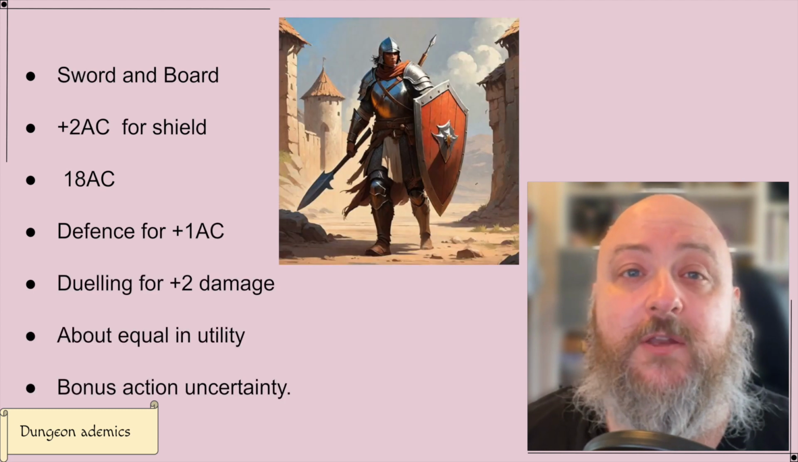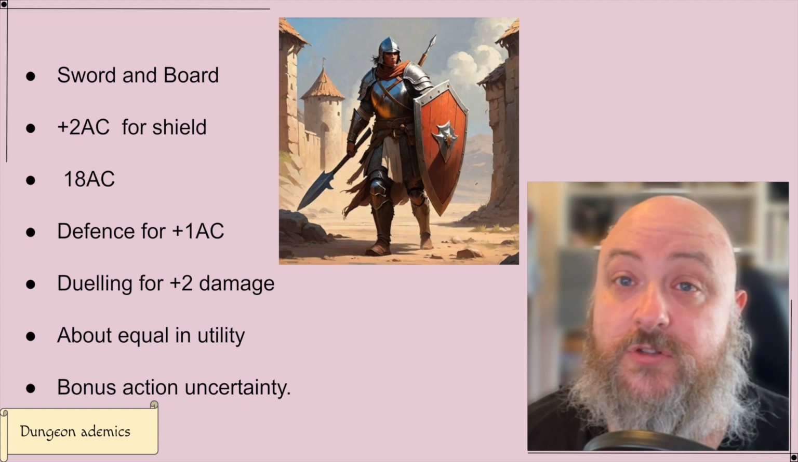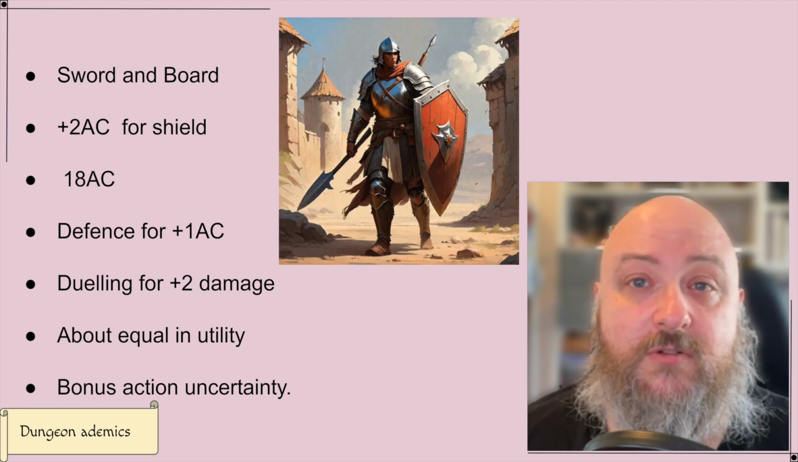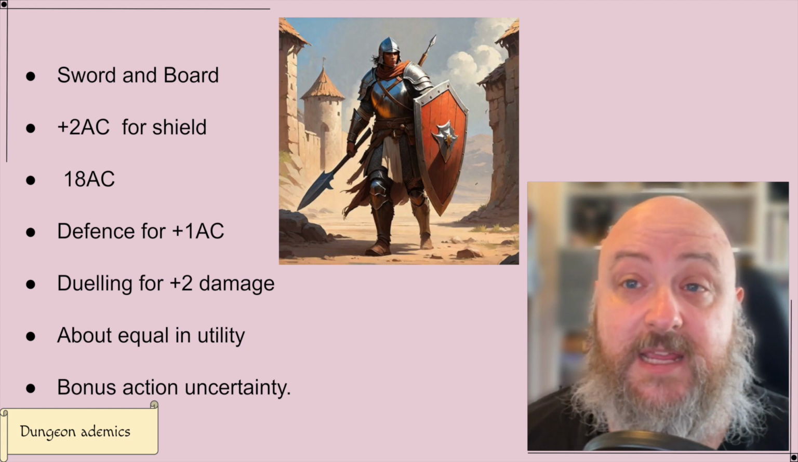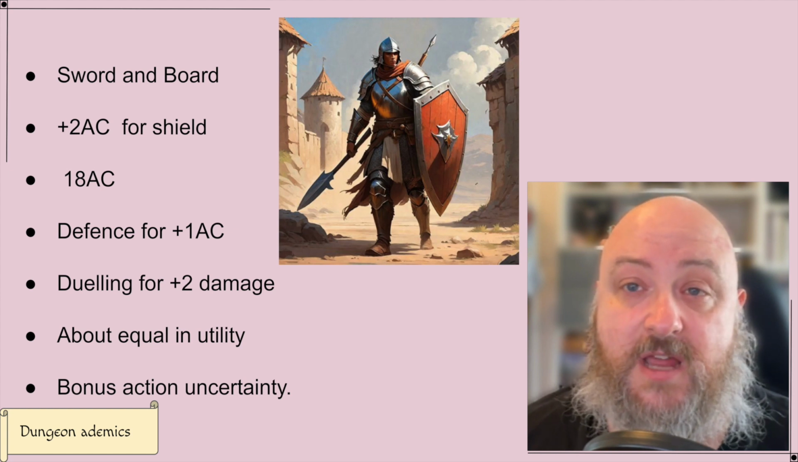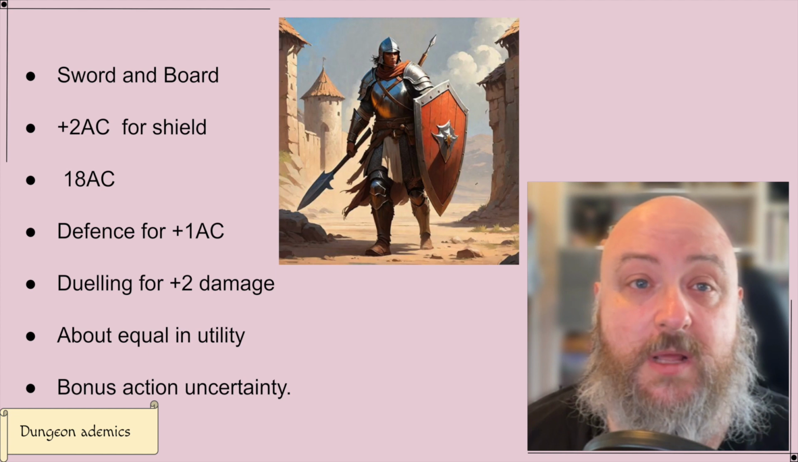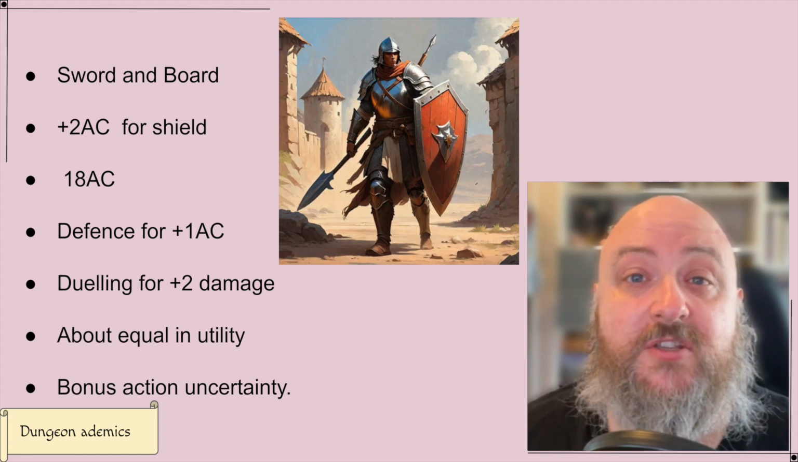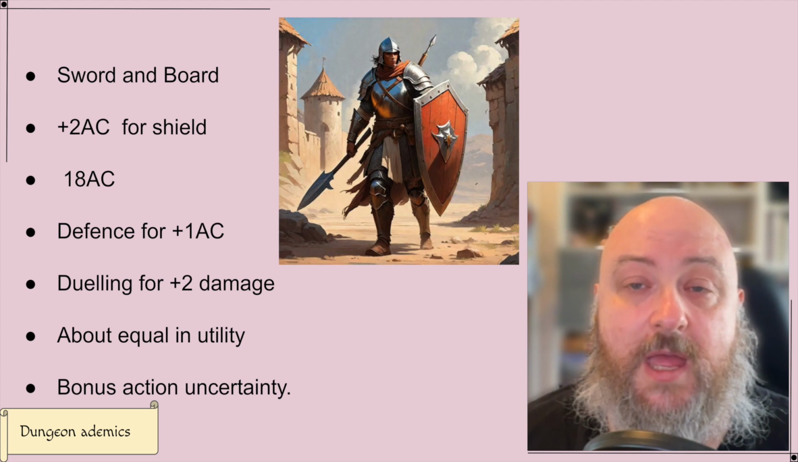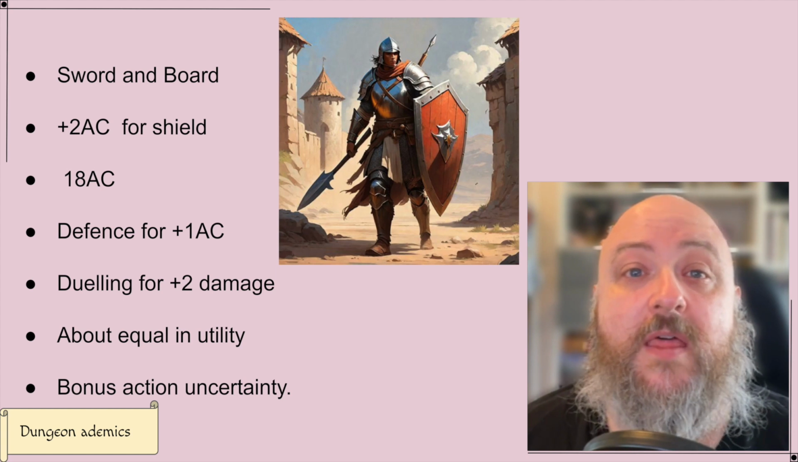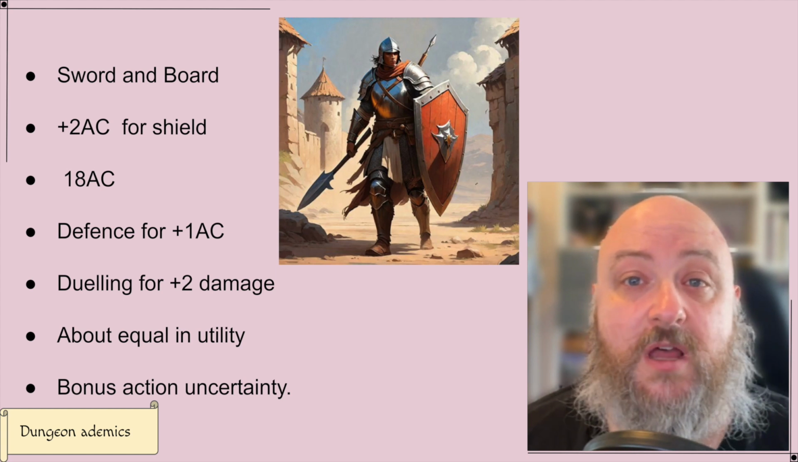A single-handed weapon and a shield, often called sword and board, is a popular choice for melee characters in games, film and TV. The shield increases the character's armor class to 18, and we have a possibility to increase this further with the defense fighting style for an additional +1 armor class. The other option we will look at, dueling, would add +2 to all damage rolls. As +1 AC and +2 damage are roughly equivalent, this would imply that the two options are equally useful.